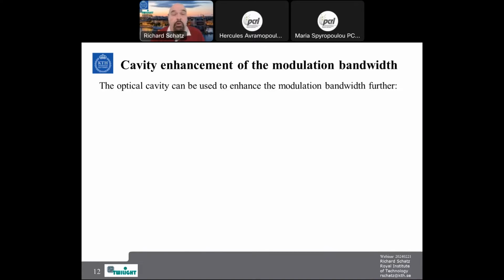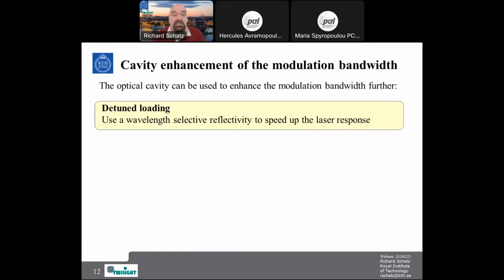If you want to go further than this, then you need to use laser cavity to enhance the modulation bandwidth. And I will go through three effects that help to enhance the modulation bandwidth by using the optical cavity for this. It's detuned loading. It means that you use this wavelength selective reflectivity to speed up the laser response. I will go through it and explain it.